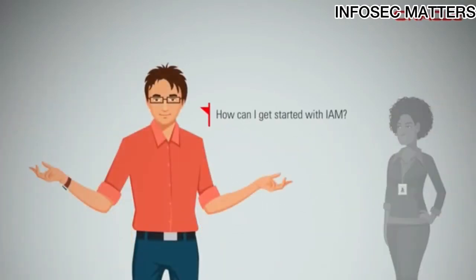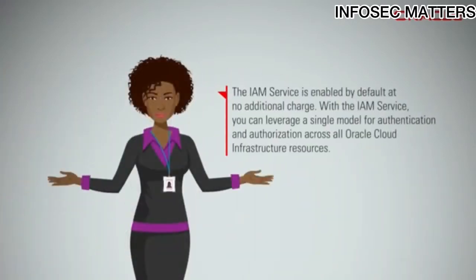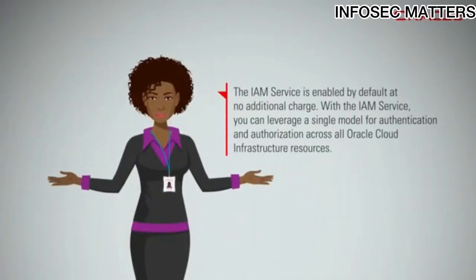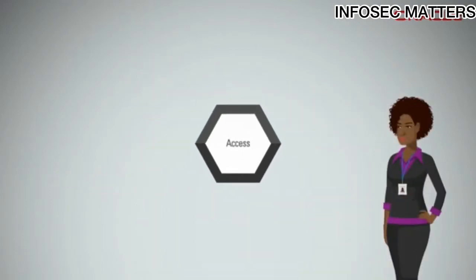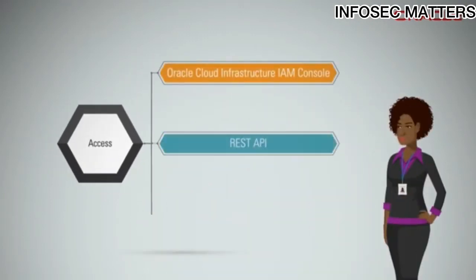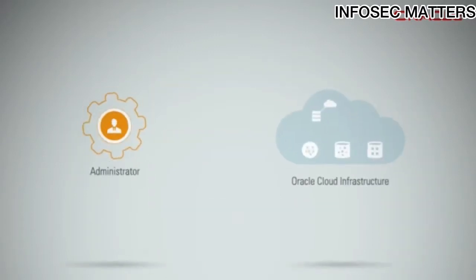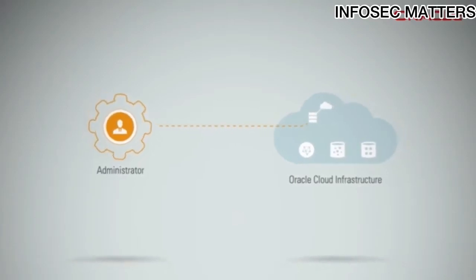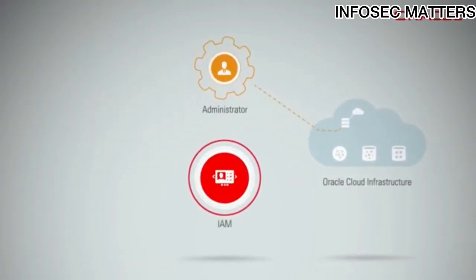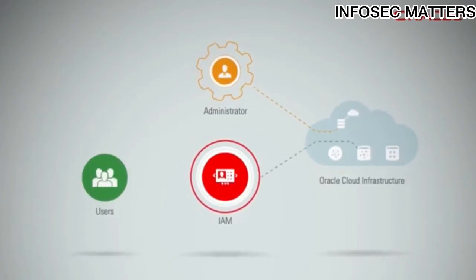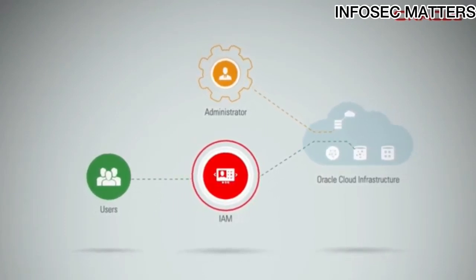How can I get started with IAM? The IAM service is enabled by default at no additional charge. With the IAM service, you can leverage a single model for authentication and authorization across all Oracle Cloud Infrastructure resources. You can access the IAM service using the console, REST API, or SDKs. The very first user in your account is the default administrator. All subsequent users are created through the IAM service, where you explicitly grant them privileges to interact with specified cloud resources.